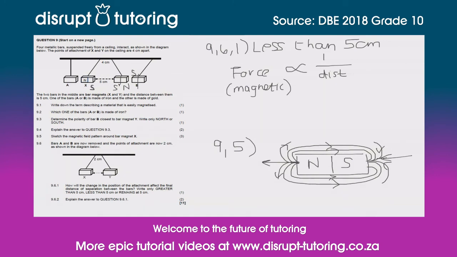So because they are now closer together, there's more of a force pulling them together, which means there's less than 5 centimeters between them. And additionally, there's no B bar magnet drawing the Y bar magnet further away, which is why the distance is less than. Okay, well, I hope that makes sense.